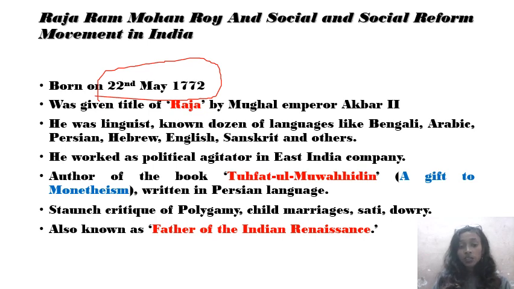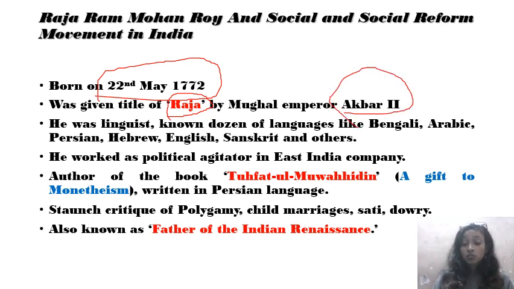And his actual name was Ram Mohan Roy. The title Raja was given by Mughal Emperor Akbar II. So guys, don't confuse it with Akbar of the 16th century. He was also a Mughal emperor, but he belongs to the 16th century, and at that time the Mughal empire was at its peak. But in Akbar II's time, the Mughal empire was declining.